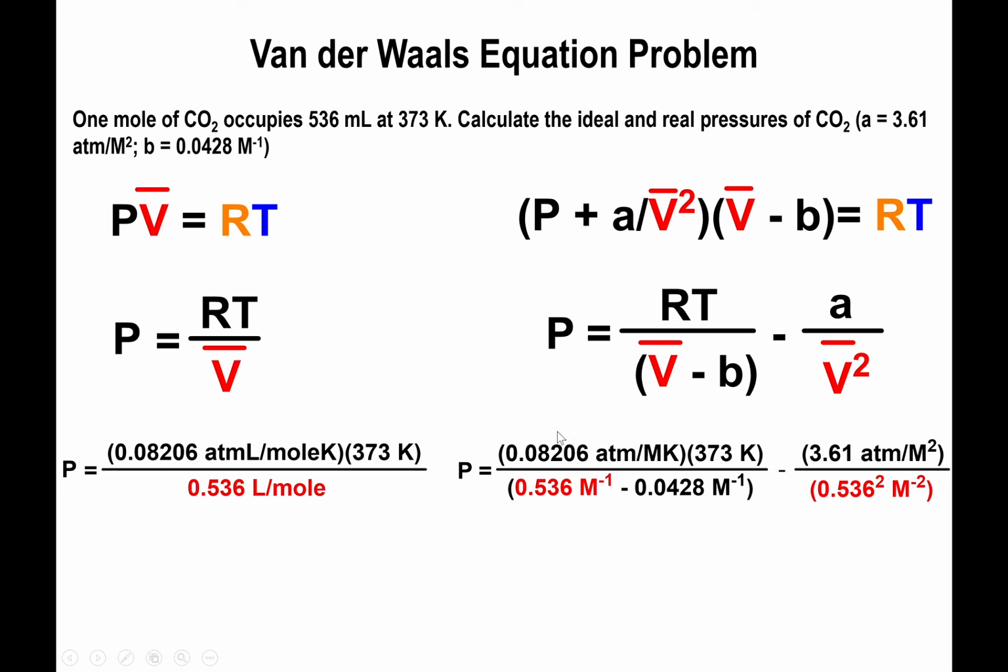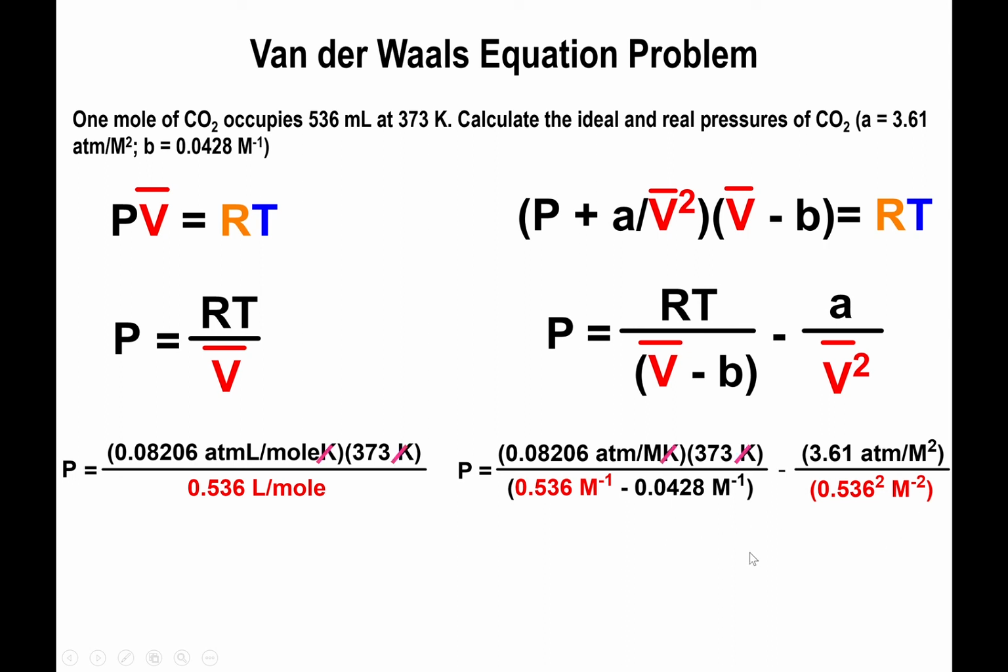Over here, we have to input the gas constant, 0.08206 atmosphere liter per mole Kelvin, or in other words, atmosphere divided by molarity Kelvin, multiplied by the temperature in Kelvin, divided by the molar volume, which is liter per mole or inverse molarity, minus the value of the B constant. All of that gets subtracted by 3.61 atmosphere per molar squared, which is the value of A, and that gets divided by the molar volume squared. And so what you have to do here is take the molar volume and square it. That will also square the unit of molar volume, which is per molar.